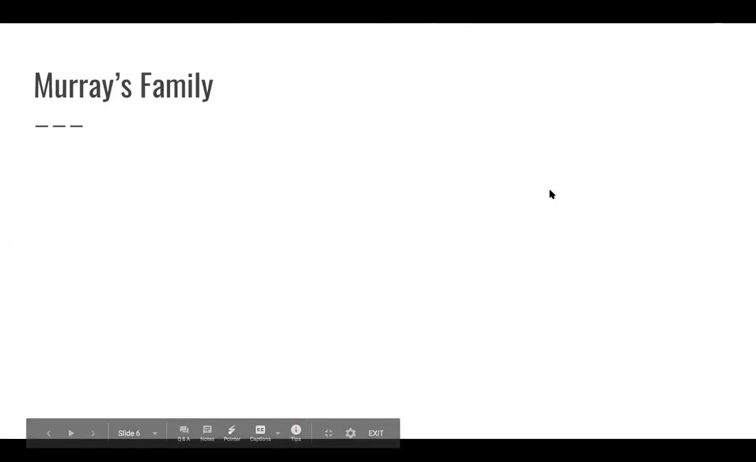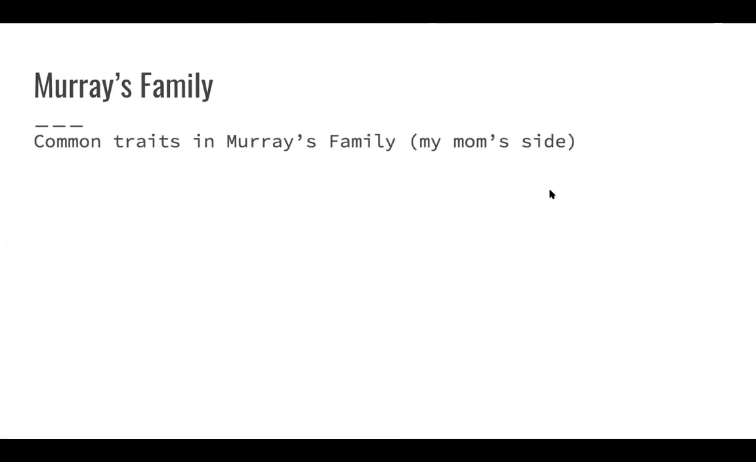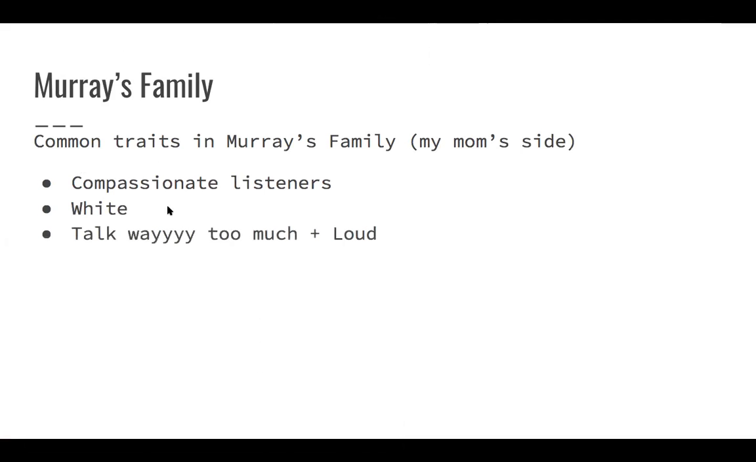Love them to death. I think about some common traits in my family. Families have common traits, things that people do that are similar. In my family, we're compassionate listeners. On my mom's side of the family, we're all white. We talk way too loud and way too much. We ask good questions. Let's go back to this picture and think about what you think is another common trait. Think about that.